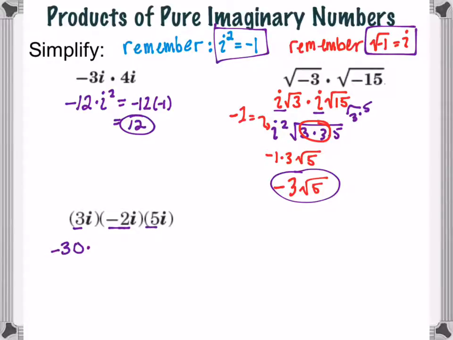So here we multiply all the numbers, multiply the i's, get i cubed, which you recall is really equal to -i. So we have -30 times -i, which is equal to 30i.